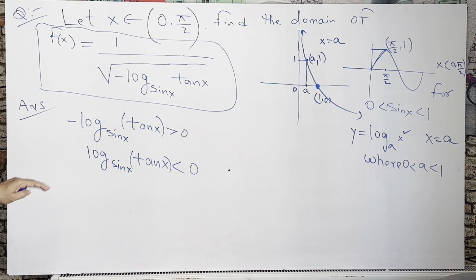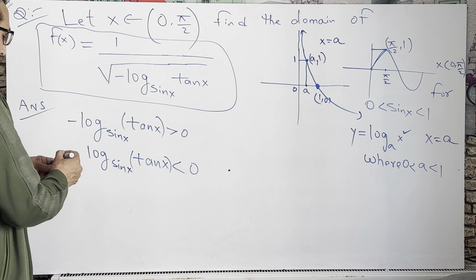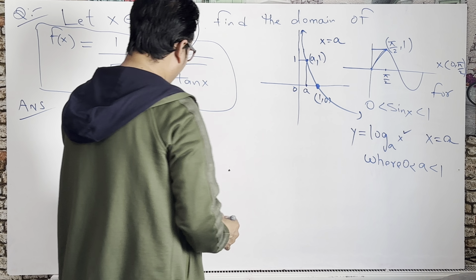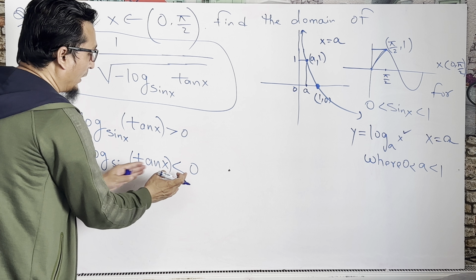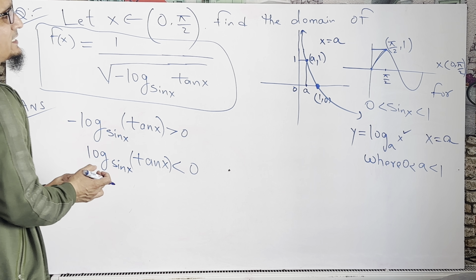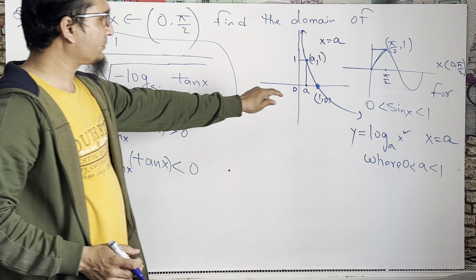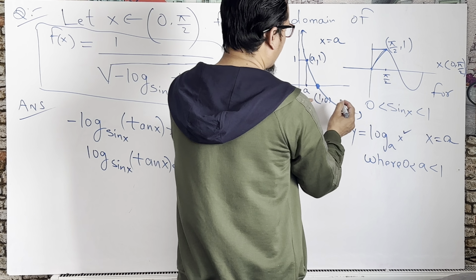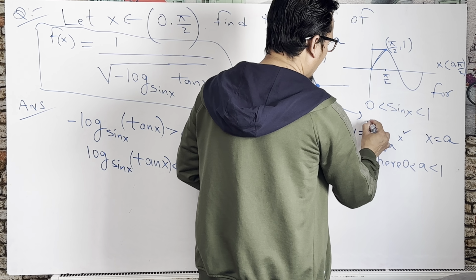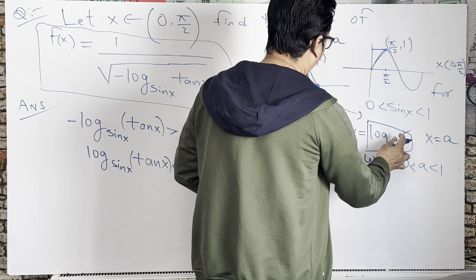So here, let's see this one. We want this value less than 0. Check this one here. The whole value I want less than 0. So can you see here this part? If I say this is the graph of log base a x, right?